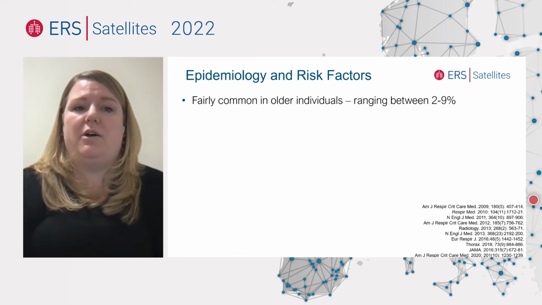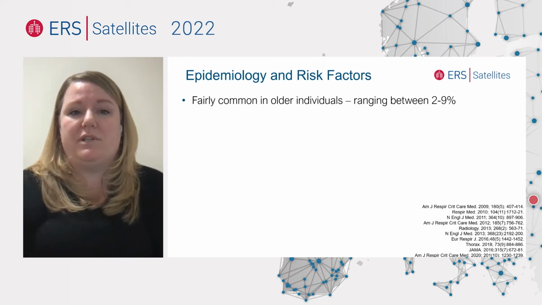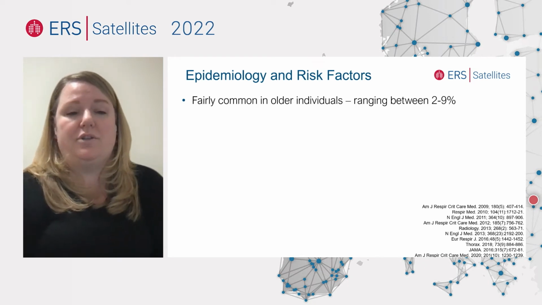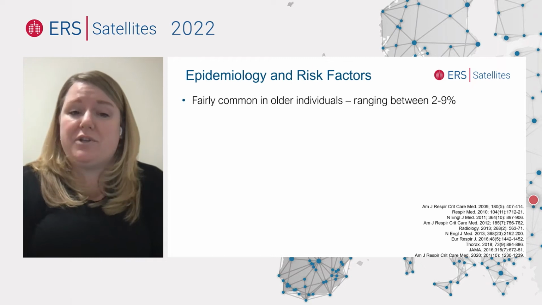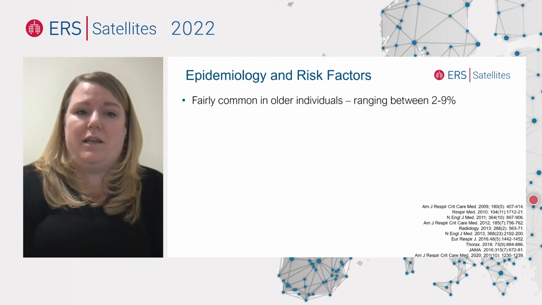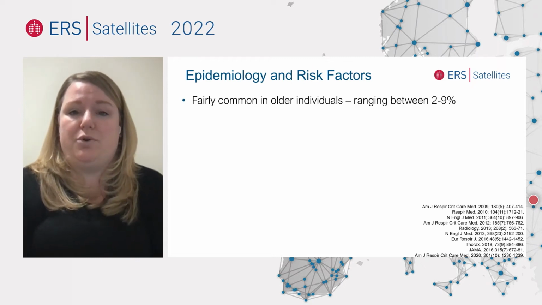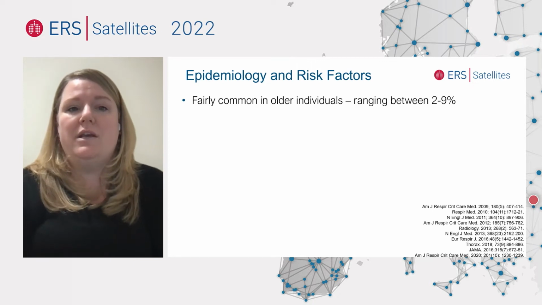So first, to go through the epidemiology and risk factors of early interstitial lung disease, we know that it's actually fairly common, much more common than was previously thought, as has been shown over the last 10 to 12 years. In older individuals, most studies are looking at people over the age of 50 to 55. And in these cohort studies, the prevalence ranges between 2 and 9%.